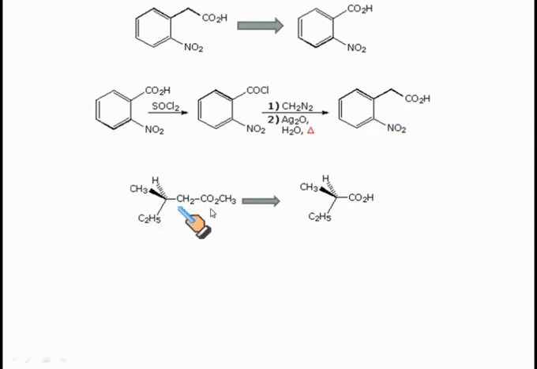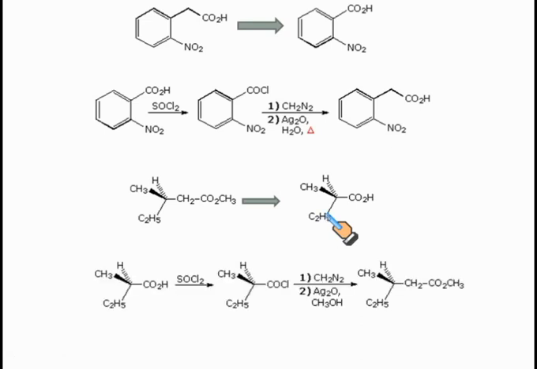And how can we synthesize this compound from this compound? First, the starting compound is treated with SOCl2 followed by treatment with diazomethane. Then the alpha diazoketo compound is treated with silver oxide in the presence of methanol and generates our desired ester.